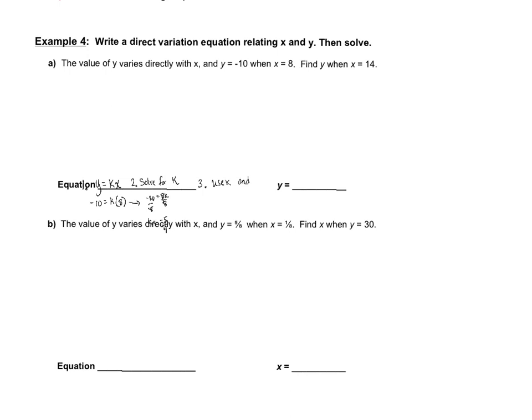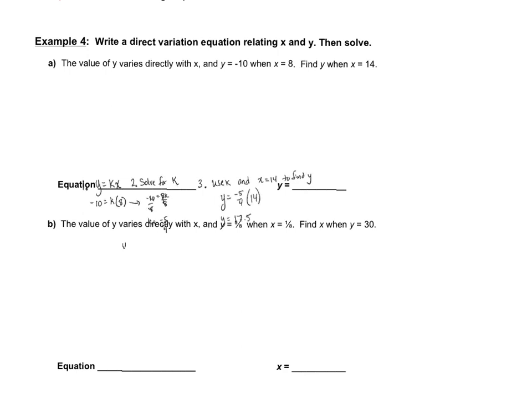Step 3, use k and x equals 14 to find y. So we're going to use y equals negative 5/4, my k, times the x value of 14. Y equals 17.5.